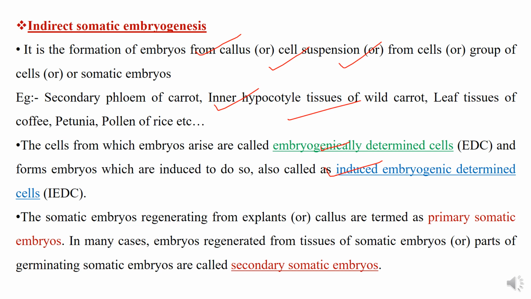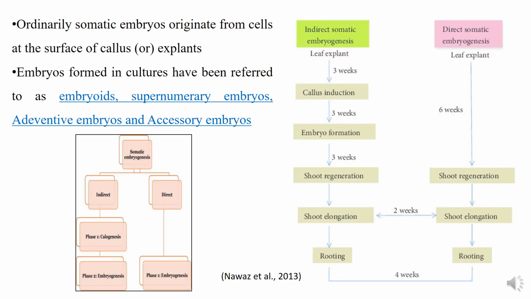The somatic embryos regenerating from explants or callus are known as primary somatic embryos. In many cases, embryos will be regenerated from the tissues of somatic embryos. That is, somatic embryos are already formed, and from those we again get somatic embryos, known as secondary somatic embryos. That is why I used the term formation of embryos from the somatic embryos. If they are formed directly from the callus or explant, they are known as primary somatic embryos.